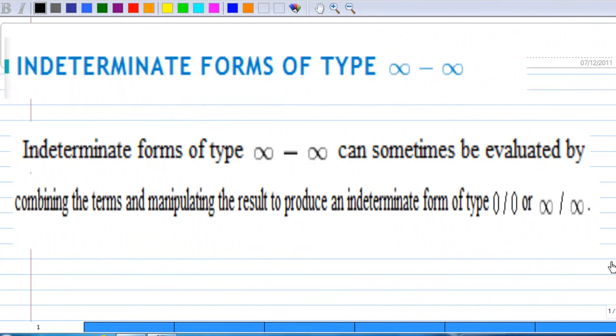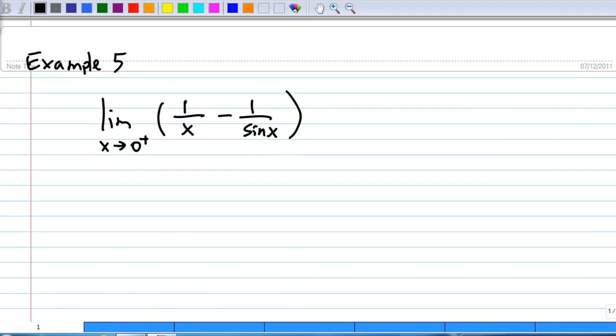Hi, in this recording, we will consider the indeterminate form of the type infinity minus infinity. If you have this type of indeterminate form, sometimes you can evaluate by combining the terms and manipulating the result to produce an indeterminate form of the type 0 over 0 or infinity over infinity. This is example 5 in the text.